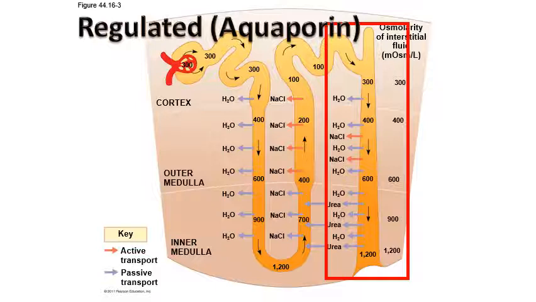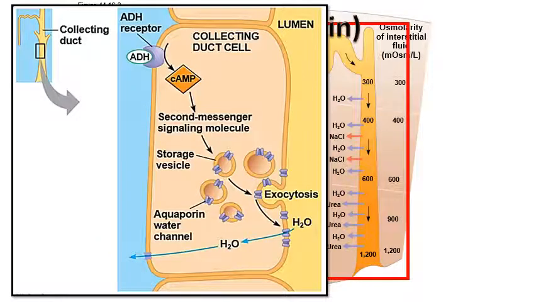The amount of aquaporin channels put into the collecting duct is controlled by hormones. All right, so here we have a close-up of the collecting duct, and this is one of the cells of the collecting duct. And here we have aquaporin channels that are collecting water from the filtrate as it goes by. And then here we have a bunch of aquaporin channels that are temporarily being stored on a bunch of vesicles inside the cell.